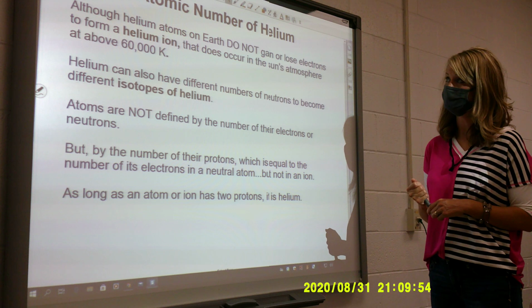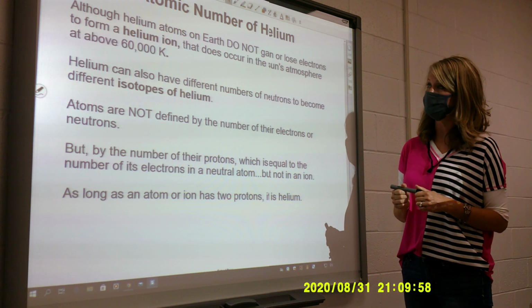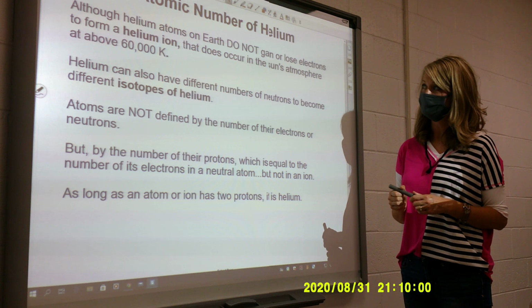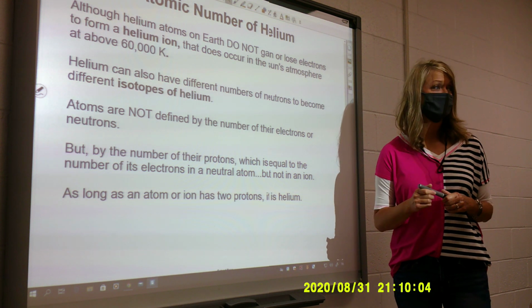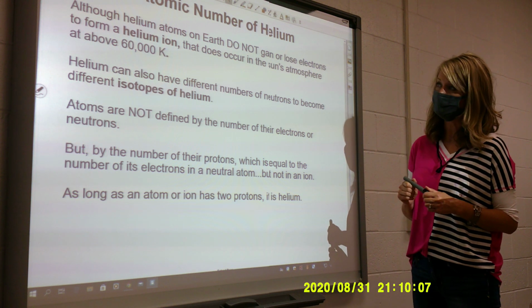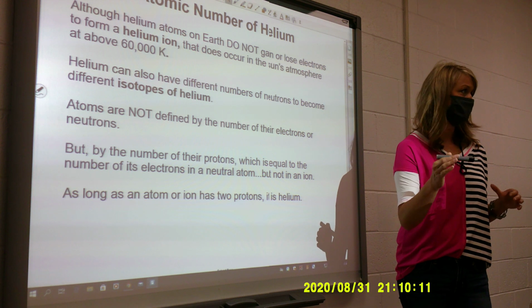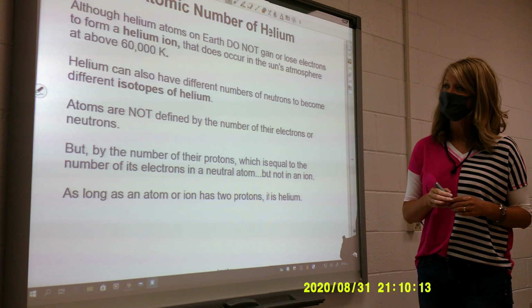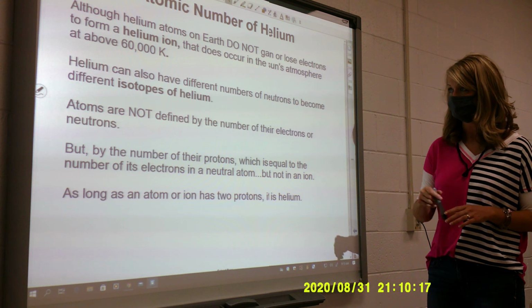Atomic number of helium. Although helium atoms on Earth do not gain or lose electrons to form a helium ion, that does occur in the Sun's atmosphere at above 60,000 Kelvin. Kelvin is just a unit of really high temperature. Helium can also have different numbers of neutrons to become different isotopes of helium.